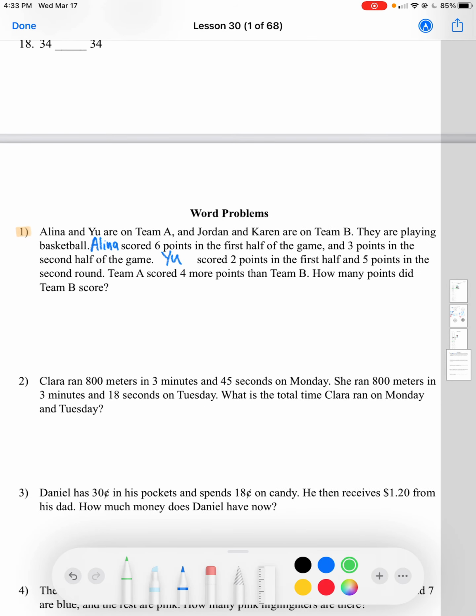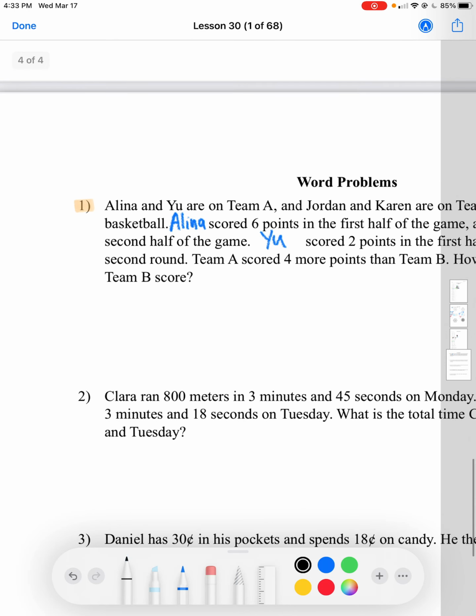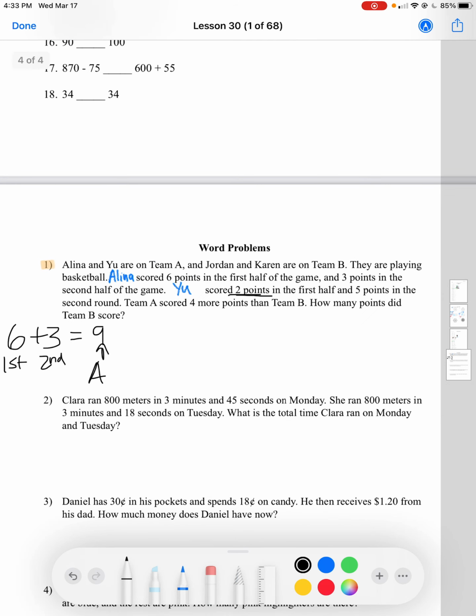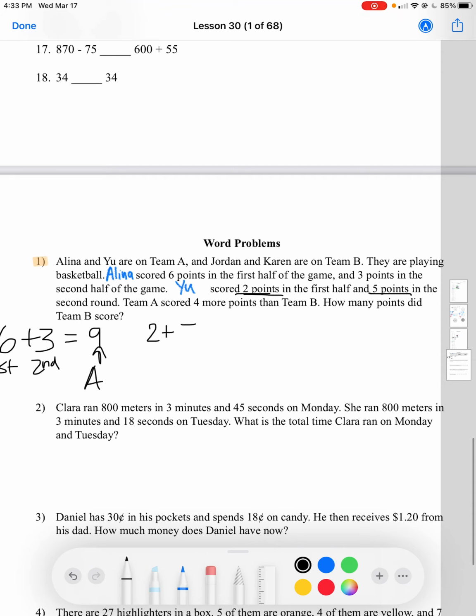Well, they gave us how much Alina scored, 6 and 3. So let's add that together. 6 plus 3 equals 9. This is our first half, second half, and this is Alina's total. You scored 2 points in the first and 5 points in the second, so we'll add to find your total score. That equals 7. This is yours.